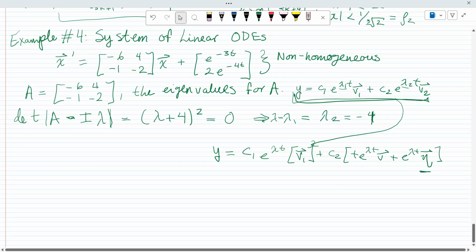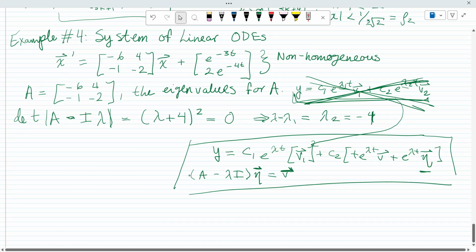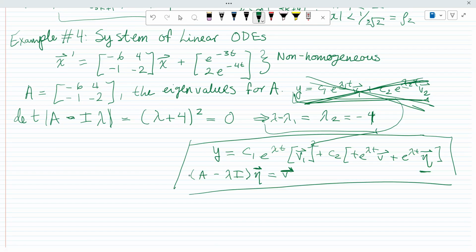Okay, and this vector eta is a vector such that A minus lambda I times this vector is equal to the eigenvector. So this is not the case we're looking at here. We have to look at this case right over here because we have equal roots, right? Are there any questions with that? Cool.